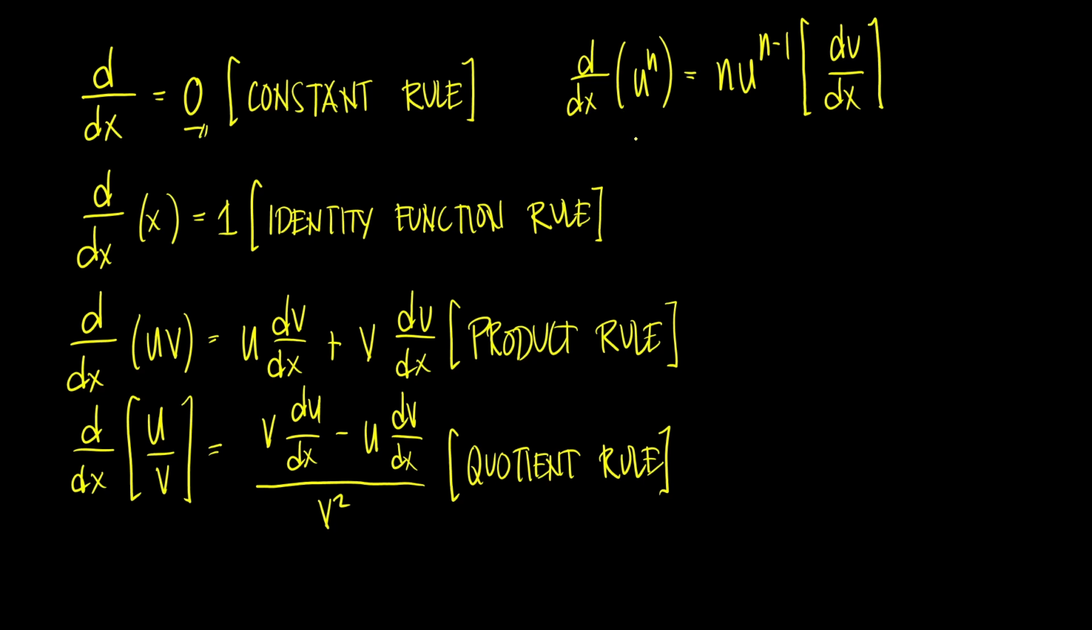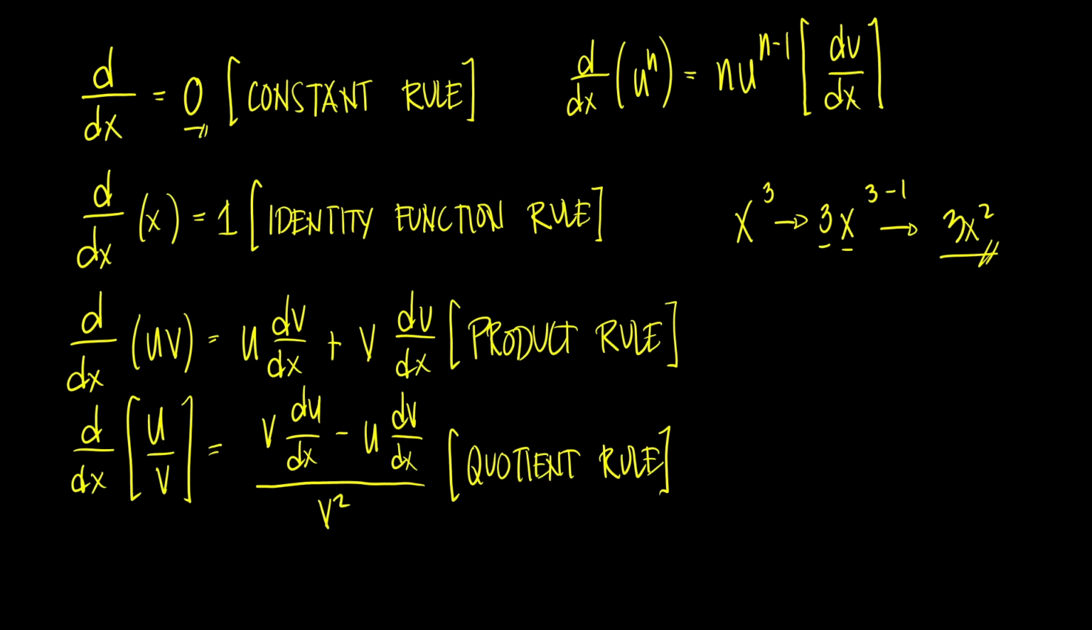So here we have the power rule. In the power rule, let's say you have x to the 3, it becomes 3 minus 1, and the 3 here would go in front of the x. Okay, and then it's just 3x squared. It's just like that.